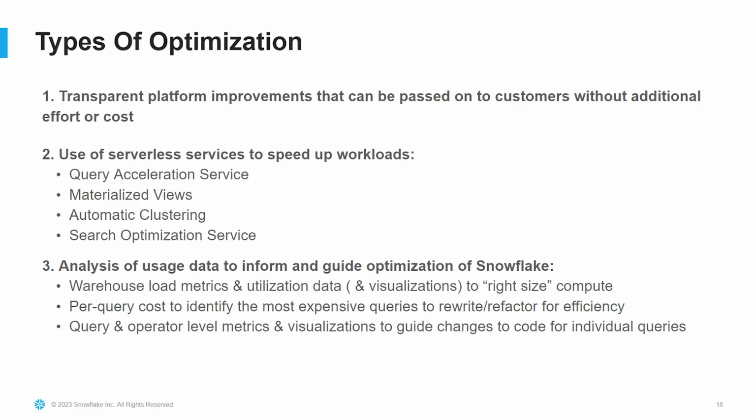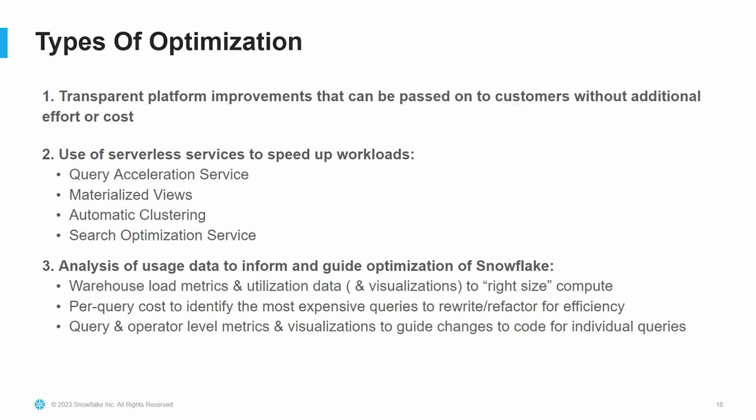All right. Now that we got done with that demo of budgets, let's go over our optimization capabilities. At a high level, there are three types of optimization. There are transparent platform improvements that Snowflake performs behind the scenes that accrue value to customers. These are things that you can be beneficiaries of without actually opting in or doing any additional work. Secondly, there are serverless services that we provide to speed up workloads. And these include things like query acceleration, materialized views, automatic clustering, search optimization, etc.